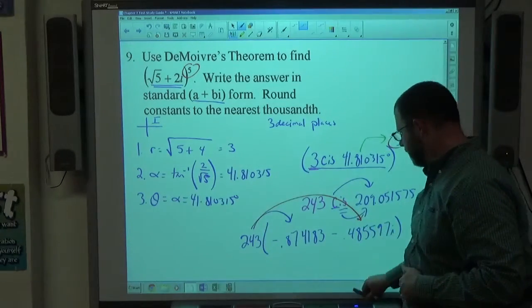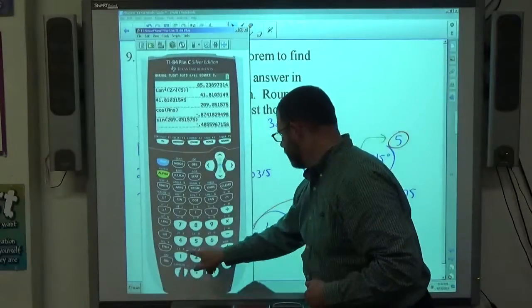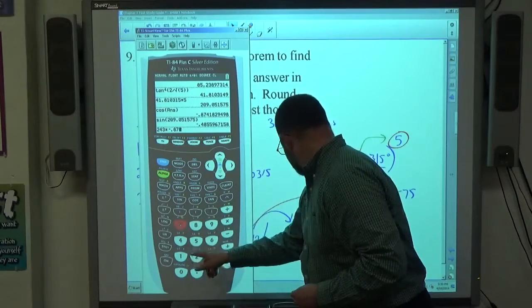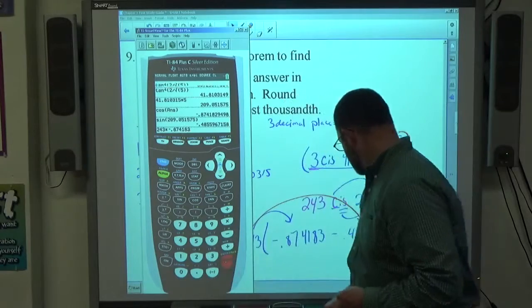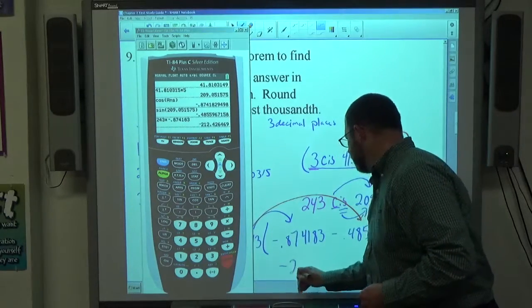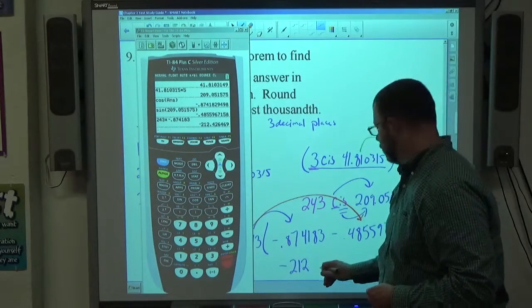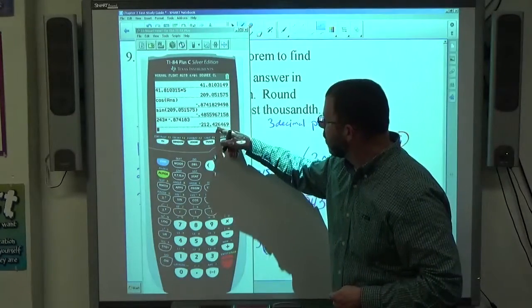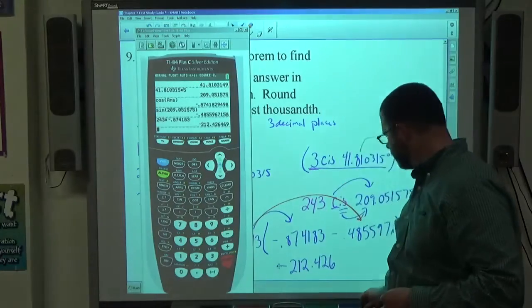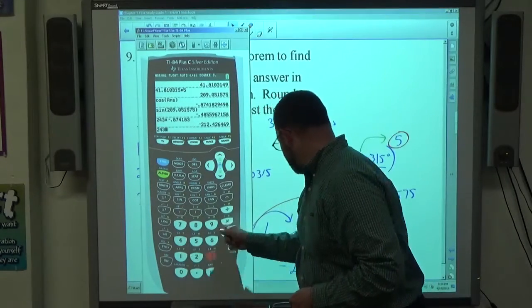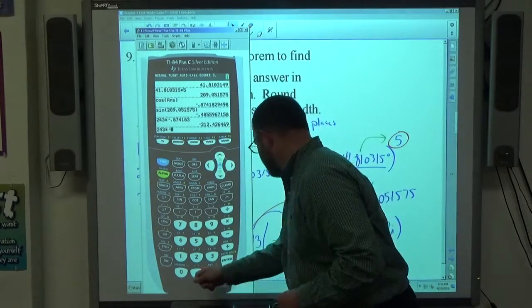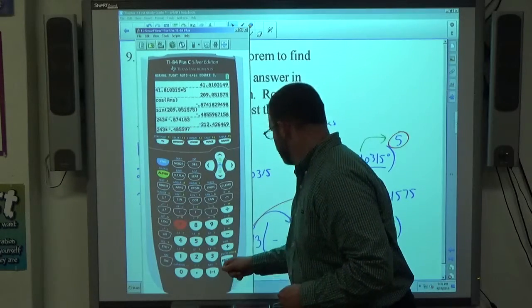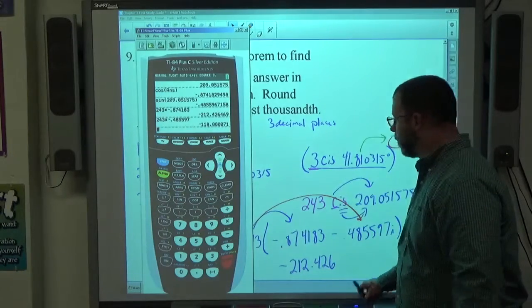This one has an i on it. So 243 times negative 0.874183 comes out to negative 212.426. Again, I round that to the nearest thousandth, so I keep it to 6 in my work. And 243 times negative 0.485597 comes out to negative 118.000.